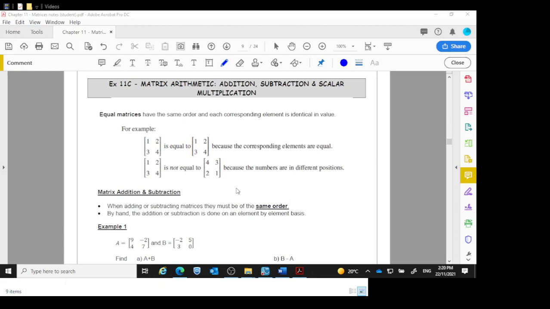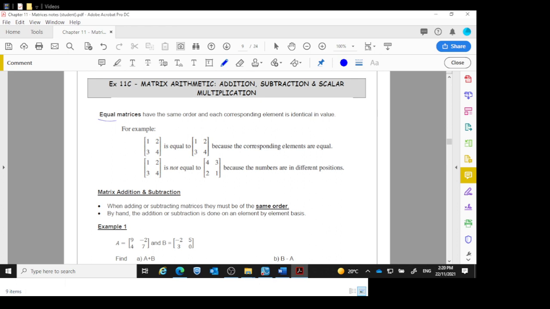Today we're going to do matrix arithmetic. So we're going to learn how to add, subtract, and multiply a matrix by a scalar. The scalar is just a number, and that's on the outside of the matrix. And then what we do is we multiply everything inside the matrix by this number, by this scalar.